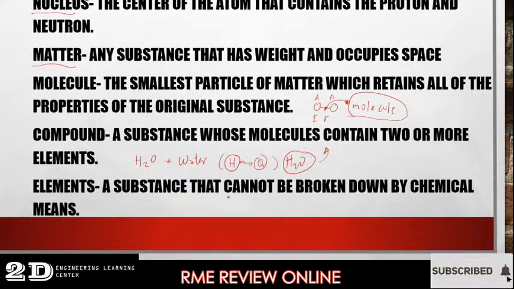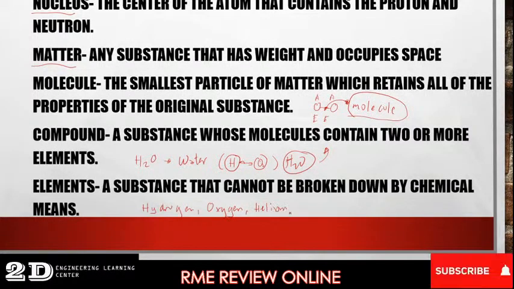An element is a substance that cannot be broken down by chemical means. So ang example ng element is hydrogen, oxygen, then we have also helium. Okay, so yan yung lahat ng mga elements. There are over 110 elements in the periodic table.